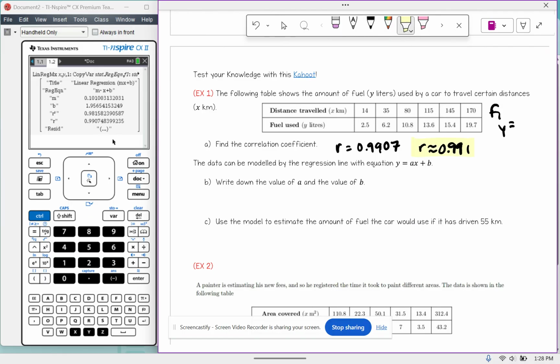All right. The data can be modeled by... did someone just say my spell check? Oh, is it haunted in here?